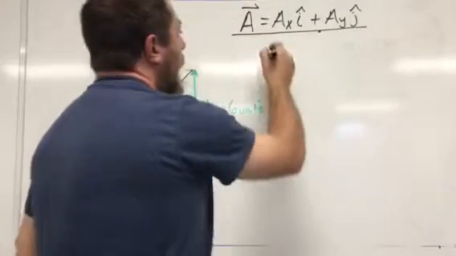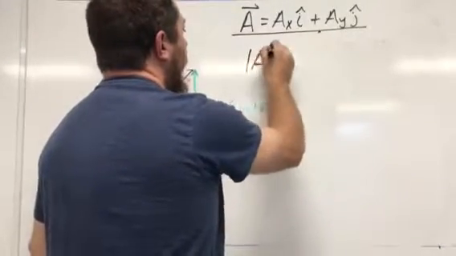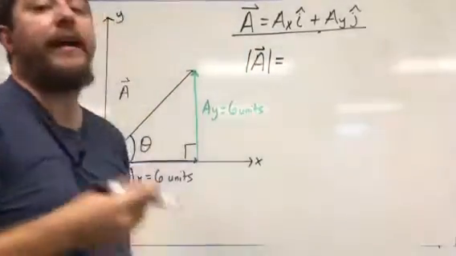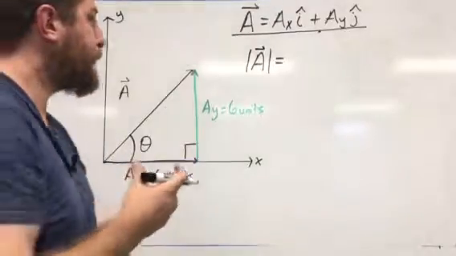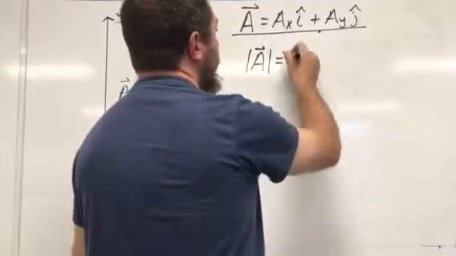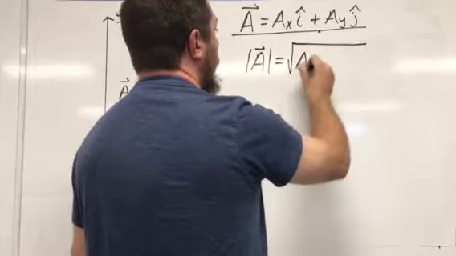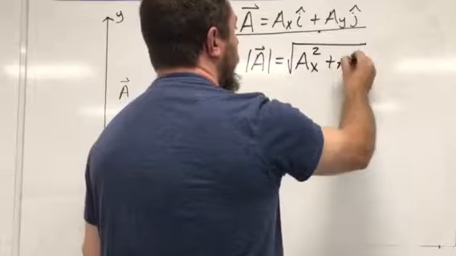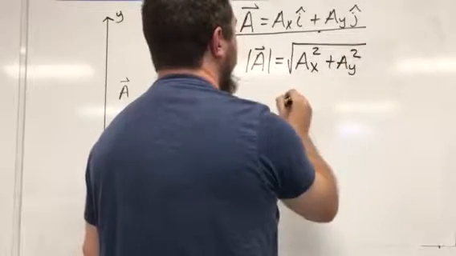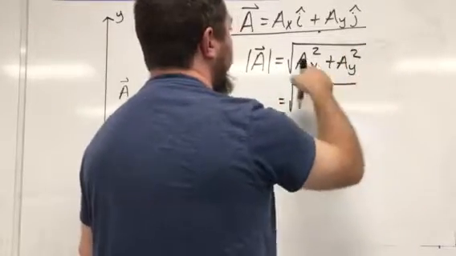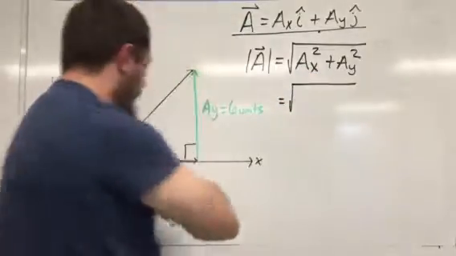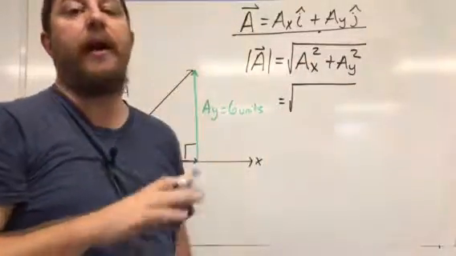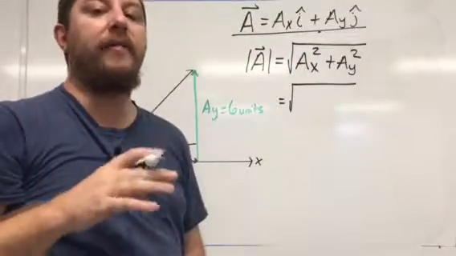So what I do is, the magnitude of A I write as the absolute value of A. Okay, so the absolute value of A is simply going to tell me the magnitude. And I calculate this using the Pythagorean theorem. So this is just going to be the component in the x direction squared plus the component in the y direction squared. And in this case, ax is just 6 units. And again, the units here are arbitrary. I'm not necessarily in any given unit system.